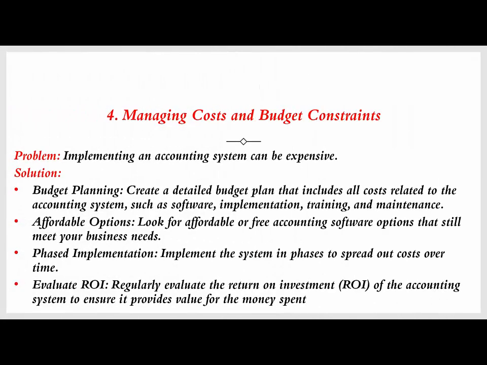4. Managing costs and budget constraints. Problem: implementing an accounting system can be expensive. Solution: budget planning. Create a detailed budget plan that includes all costs related to the accounting system, such as software, implementation, training, and maintenance. Affordable options.